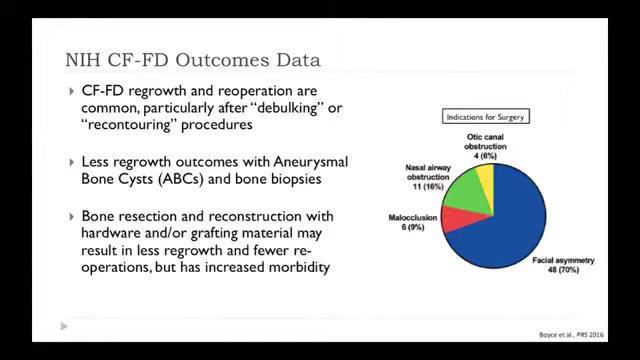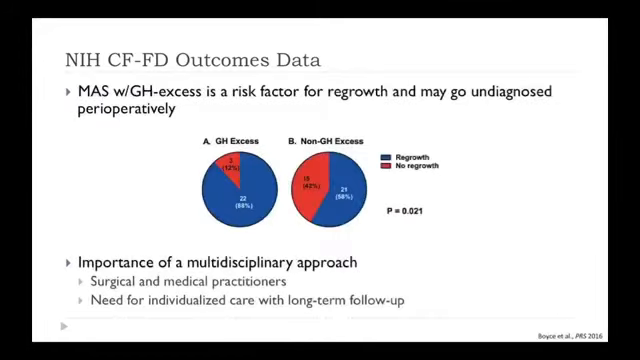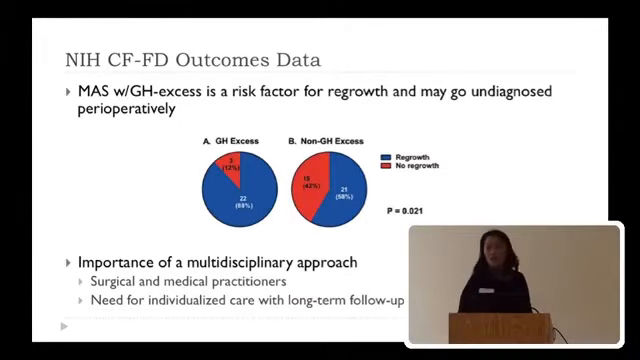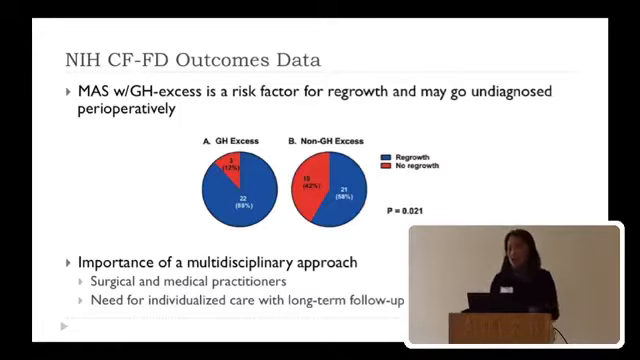What we did note in this cohort is that when patients have growth hormone excess, and in particular growth hormone excess that is not well managed or well controlled, there appeared to be a much greater risk for regrowth. And this is where early diagnosis and early management of the growth hormone excess is critical. Based on those findings, we felt that it was really important to encourage a multidisciplinary approach to craniofacial fibrous dysplasia care. And that typically means both surgeons and medical providers, both for management of the endocrinopathies and also the pain.